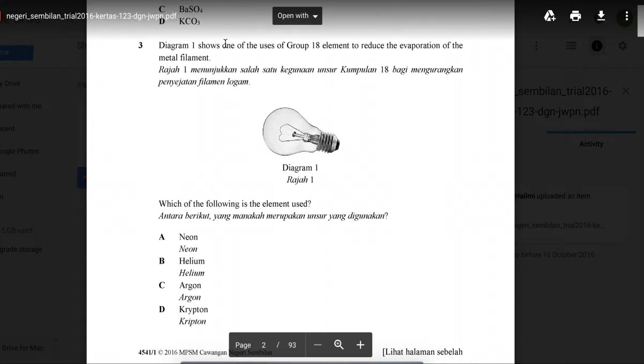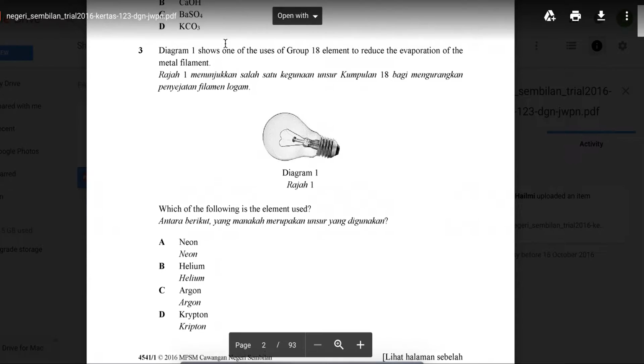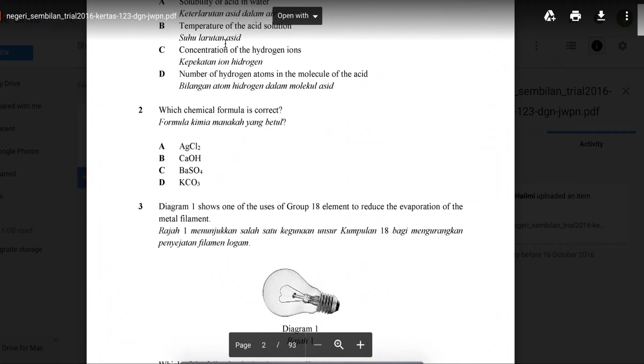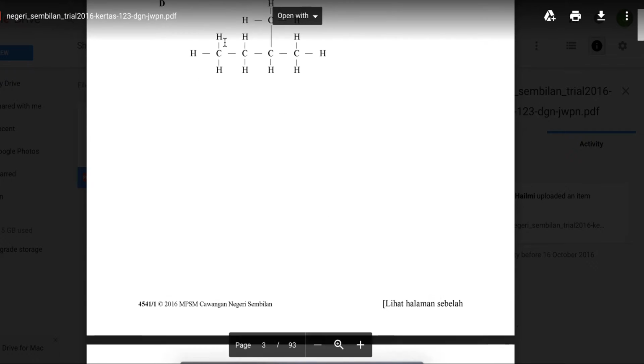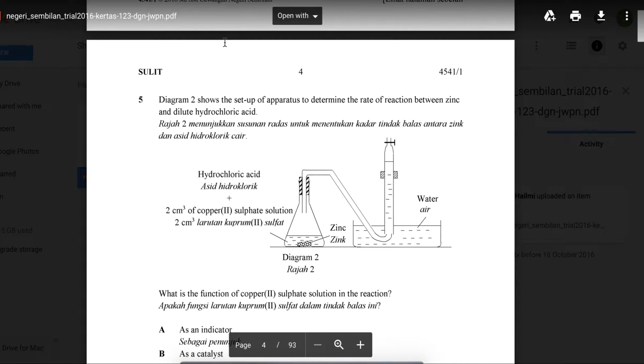So we studied the special properties of group 18 elements. Helium was for the hot air balloon, right? Neon, remember we said Tokyo. Argon, we said light bulbs. This looks like a light bulb, right? Krypton was LASIK surgery, so it's not krypton, it's not helium, it's not neon, it's argon, guys. The answer is C. So you see, when we break down the question, it's so easy. So that's one periodic table question.